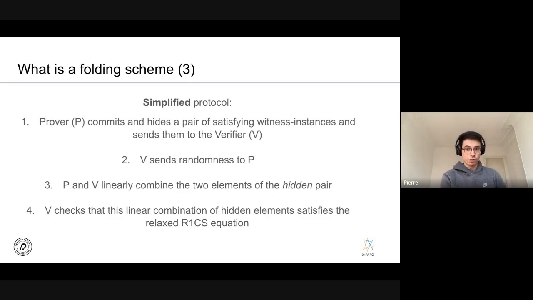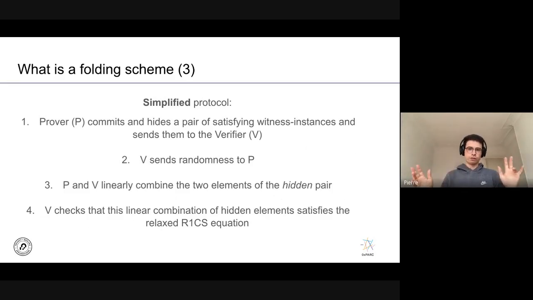So you will have the prover commit, and so hide, a pair of satisfying witness instances. So I know two witnesses. I hide them by committing to them, and I send those committed witnesses to the verifier. The verifier takes those two witnesses, and then will send some randomness to the prover. This is the little r term that we have seen in the equation.